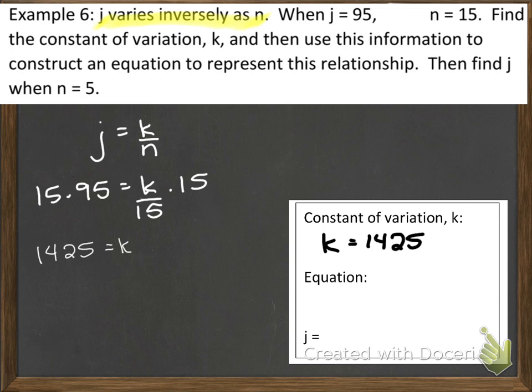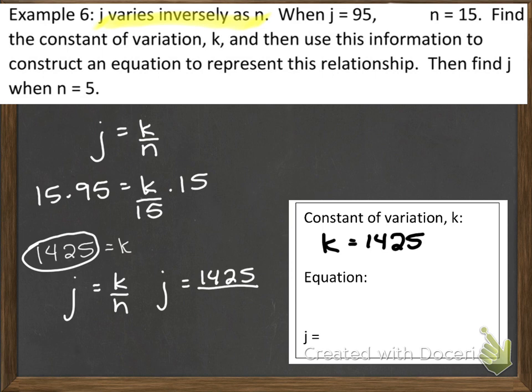Now we can write our equation. How do we do that? Well, our original equation was j is equal to k over n. But we just found k, didn't we? We found that k was 1425. So our equation is now going to be j is equal to 1425 over n. So now we can write that in place of our equation. J equals 1425 over n.